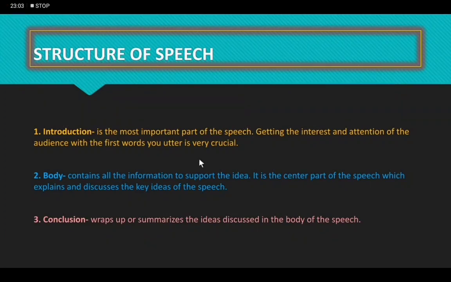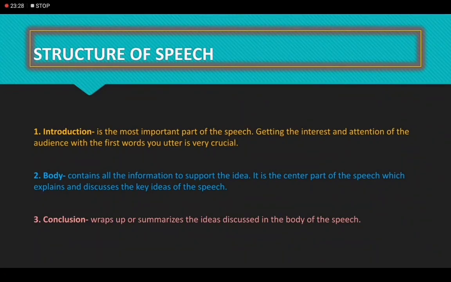Now, here's the structure of speech. Your speech should have an introduction. This is the most important part of the speech, because in this part you will get the interest and the attention of the audience with the first words you utter, and we consider this the most crucial part of your speech. If you fail to get their attention in this part, they will not be inclined to listen to you.